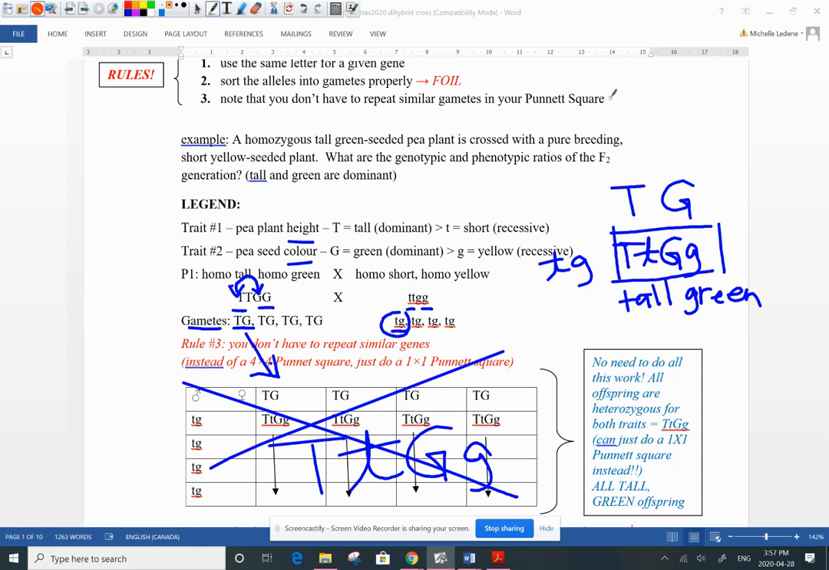Okay, and so that's what we mean. You don't have to repeat similar gametes. Why bother doing a big giant Punnett square like that when you can easily just do a 1 by 1 and save yourself the time? The results are the same.